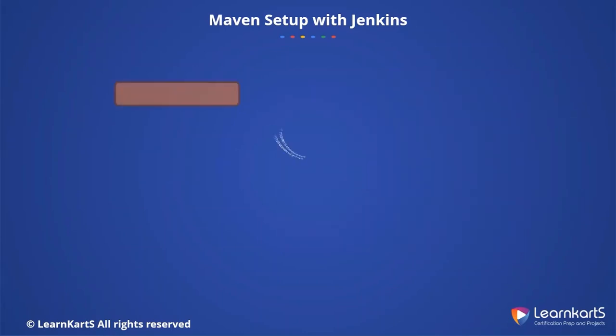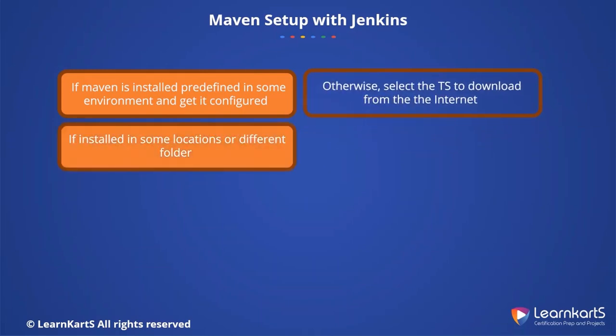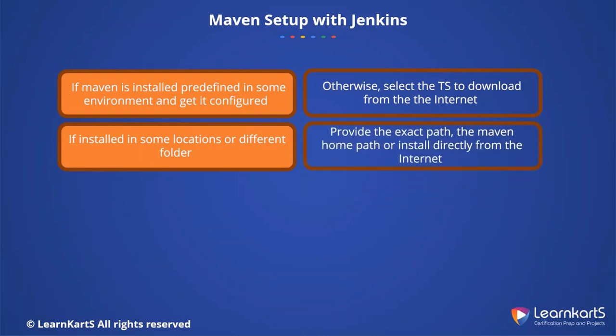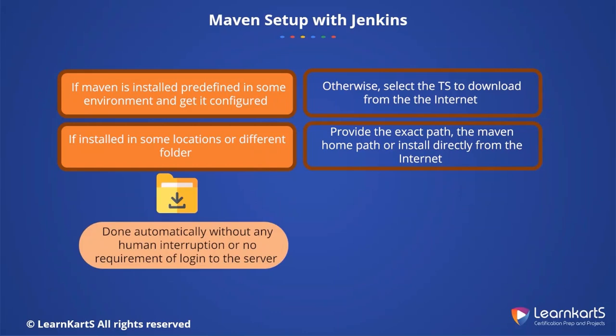Now you can of course have the path if you have a Maven install predefined in some environment, so you can have that environment configured. Otherwise, you can select that yes, you want to download it from the internet. If it's installed in some remote location or some different folder structure, you can give that exact path, the Maven home path. But if you don't want to refer to it from a file system, you can say yes, we will be installing it directly from the internet so that we will be able to download it dynamically. That's the main purpose why people look to the global tool configuration, because they want this done automatically without any human interruption, and you don't even have to log into the server for doing that.